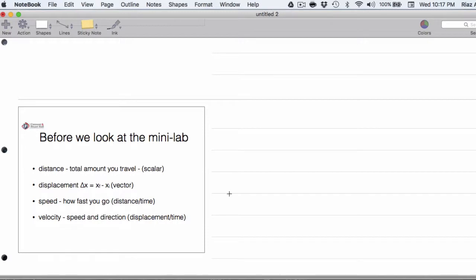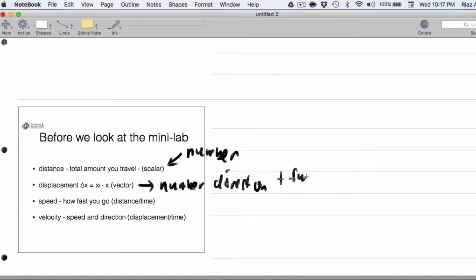And if you remember, a scalar is just a number. And a vector is also a number, but it has a direction. And just in this unit, we're really specifying the direction by saying positive is forward and negative is backwards. And we define the distance as the total amount that you cover. Displacement is your final minus your initial position. Speed's how fast you go, and velocity is speed and a direction.